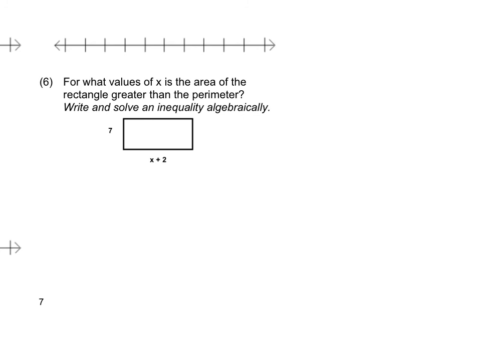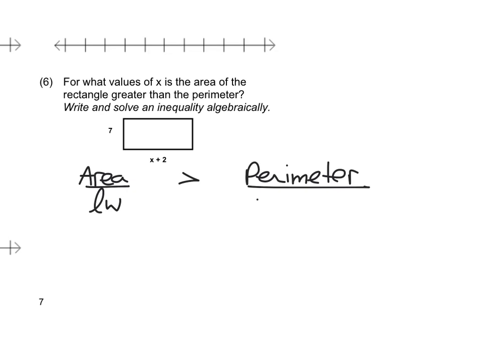For what values of x is the area of the rectangle greater than the perimeter? All right, so let's focus on area for a second. What is the formula for area of a rectangle? Length times width. We want that to be greater than perimeter, which is 2 times length plus 2 times width. All right, 2 lengths and 2 widths added together.